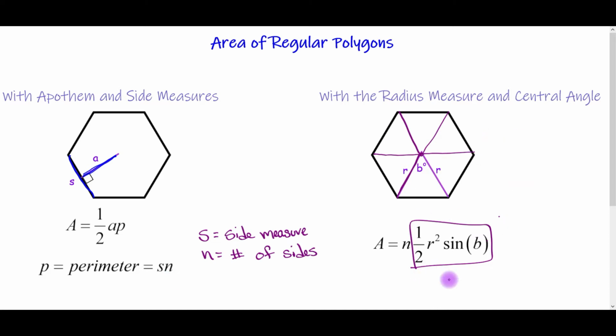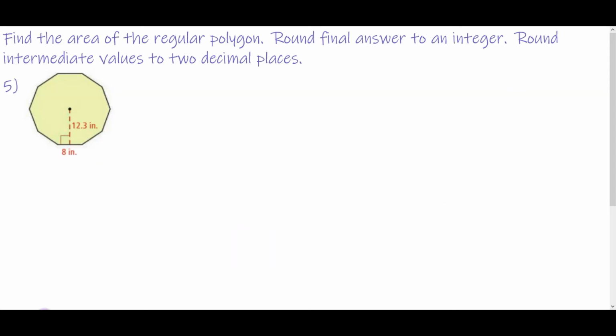So I can use either one of these formulas, depending upon what information I have. Sometimes I will only know the side measure or the perimeter, and then I can use either one. I'm still going to have to do some work to find a missing measure, but I can do either one of these. So in our first example, we're going to find the area of the regular polygon.